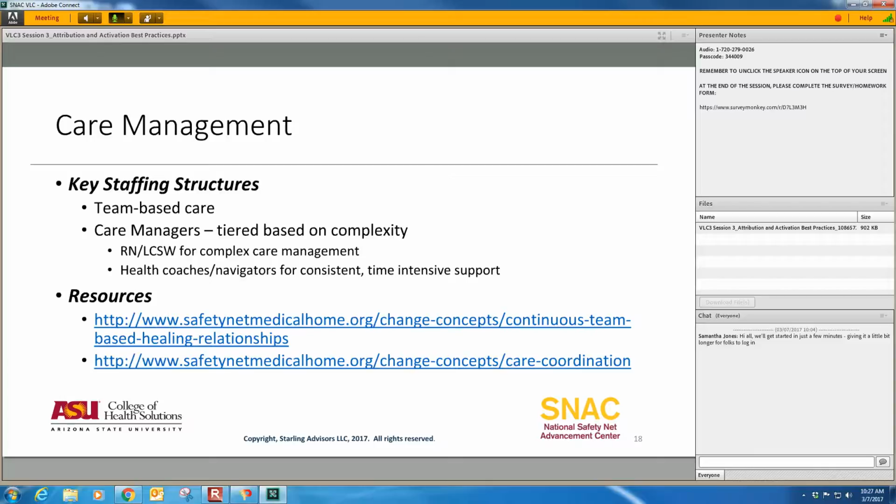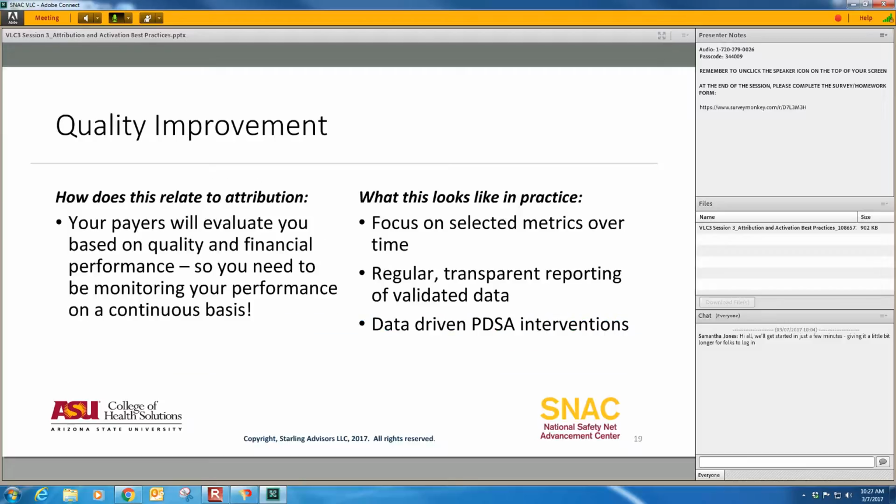We just shared some additional resources here on how to assess what you need and how to build up these concepts in your practice, from the Safety Net Medical Home Institute. Any questions or comments about how you guys are handling care coordination and care management in your practice today? What your teams look like?